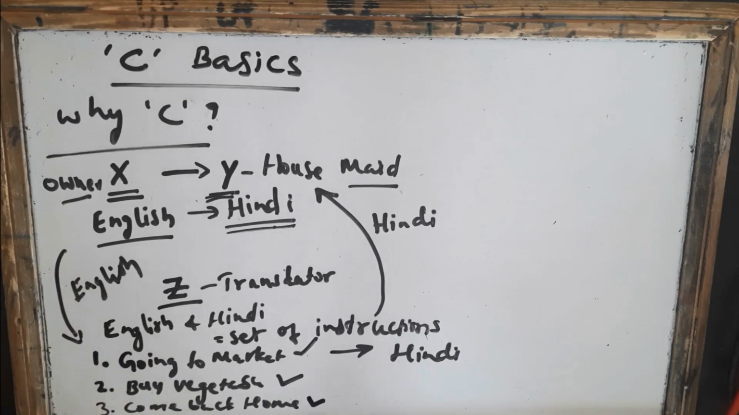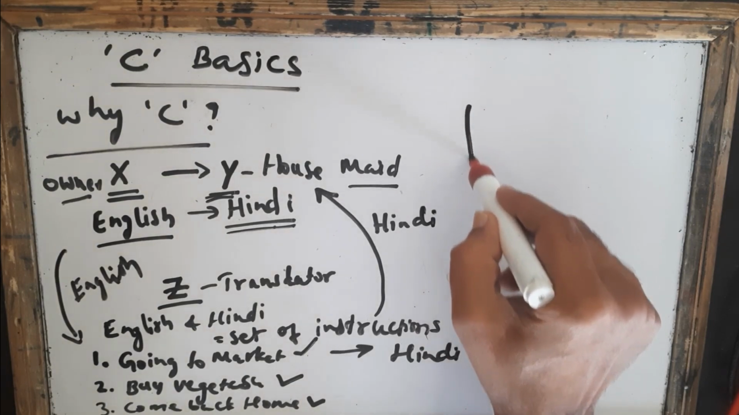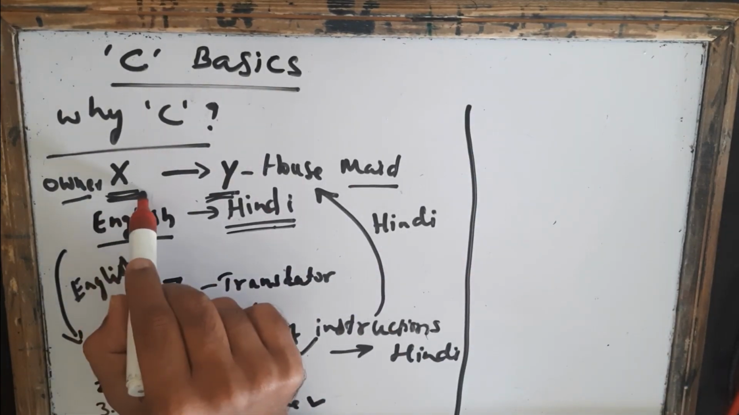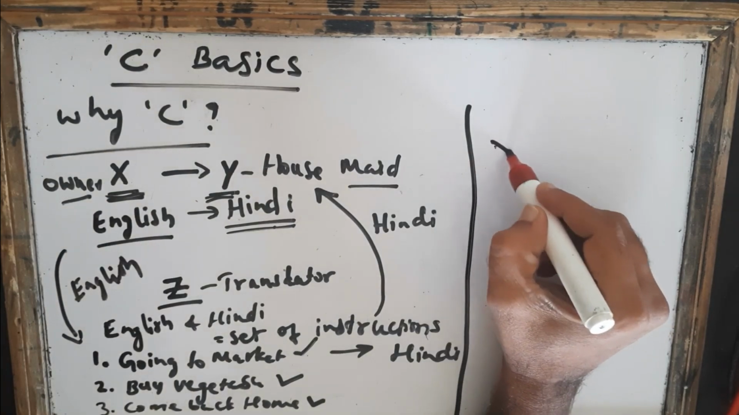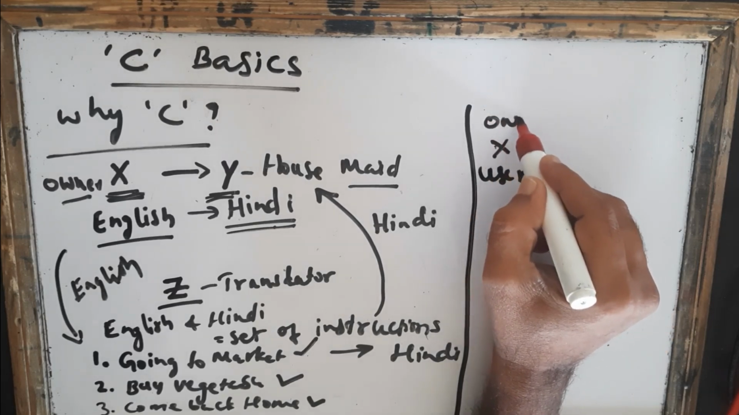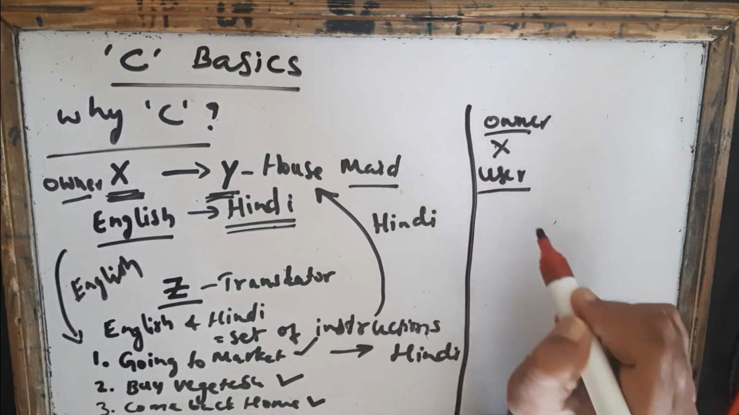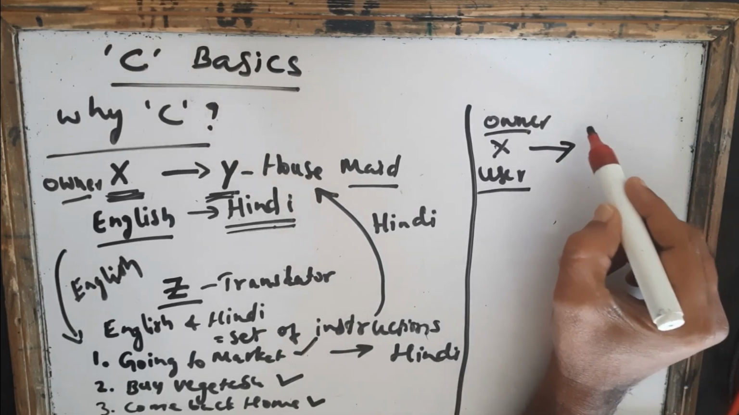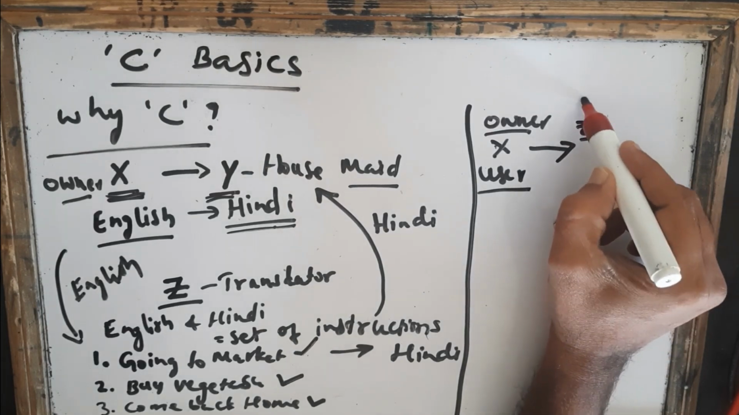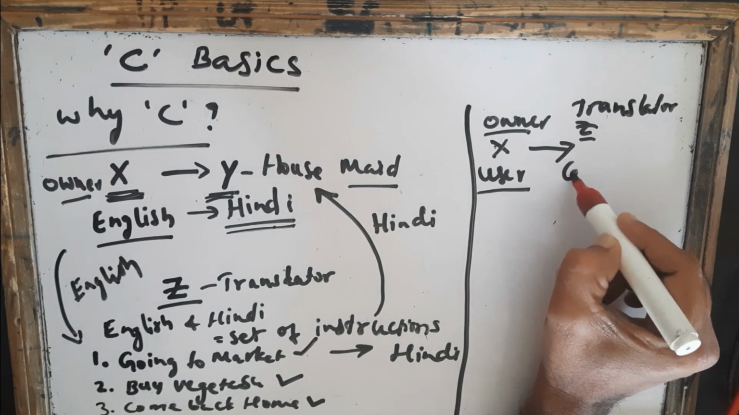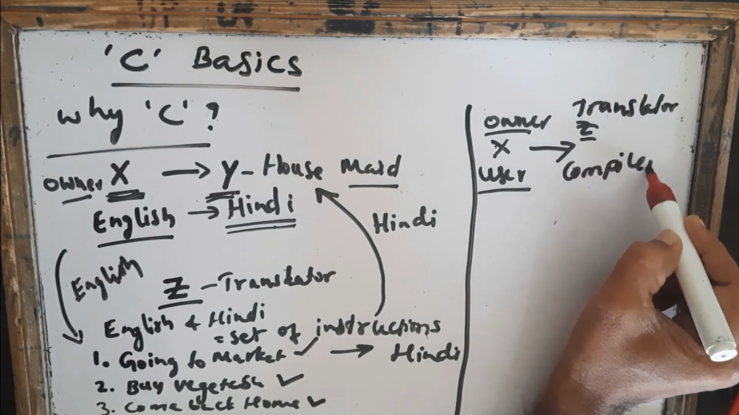Okay. Now let's understand how this translates to our C language. Say for example the owner X, this guy is a user. The X is the user, originally the owner, now we call him user. Then we have a translator Z here. This is the translator. Here we call it the compiler in the C context.